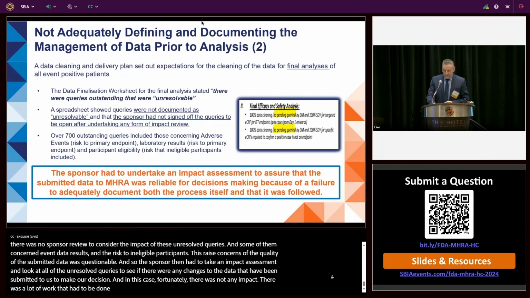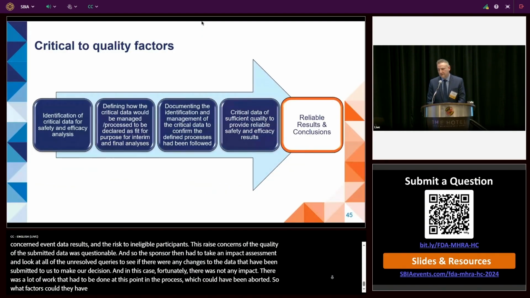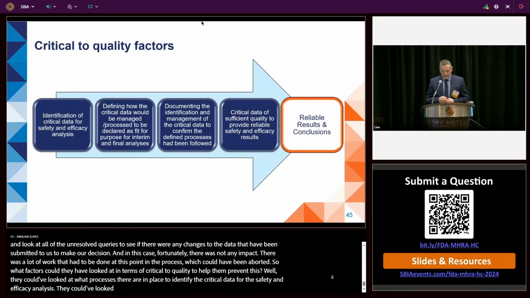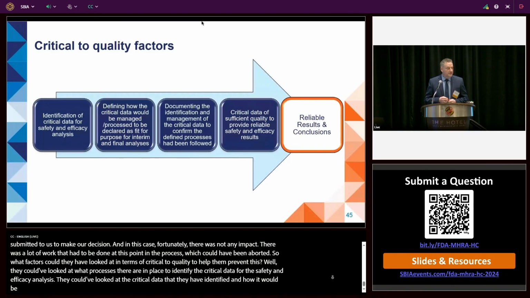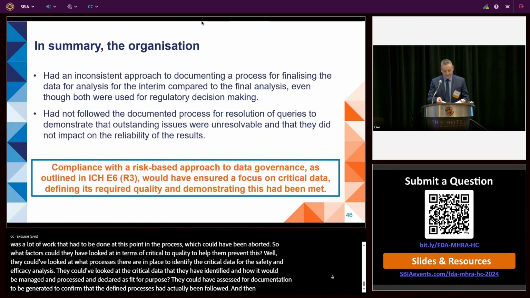So what factors could they have looked at in terms of critical to quality to help them prevent this? Well, they could have looked at what processes there are in place to identify the critical data for the safety and efficacy analyses. They could have looked at how the critical data that they've identified would be managed and processed and declared fit for purpose. They could have assessed what documentation would be generated to confirm that the defined processes actually had been followed, and then whether the critical data of sufficient quality would provide reliable results.